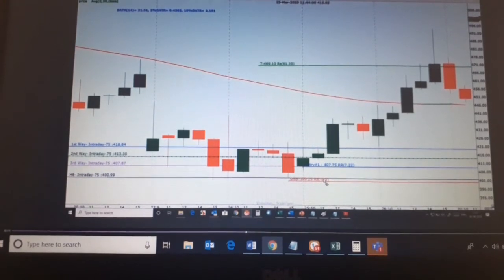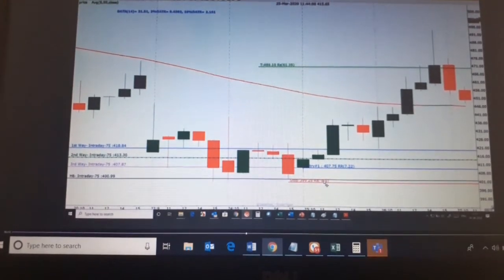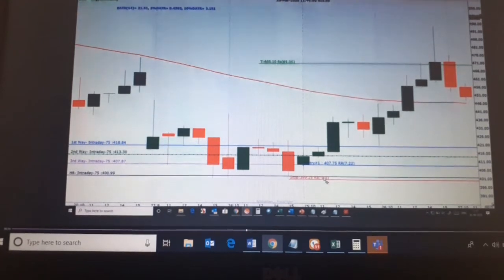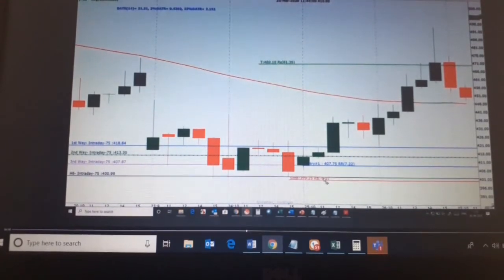Here you have to draw the proximal line on the highest body, there you have to draw on the lowest body. Here you have to draw the distal line at the lowest wick, there you have to draw on the highest wick.